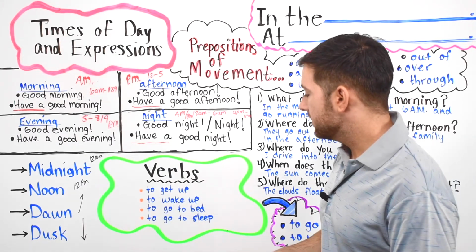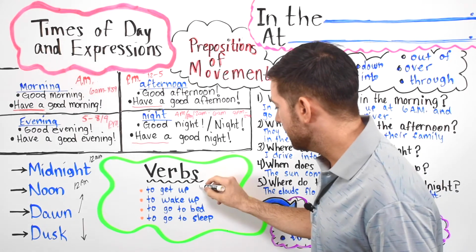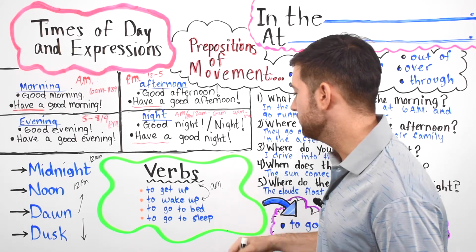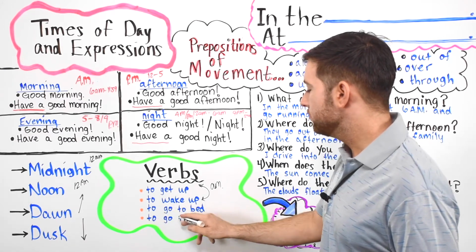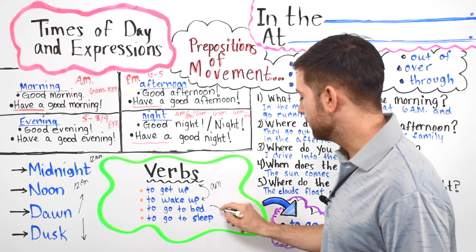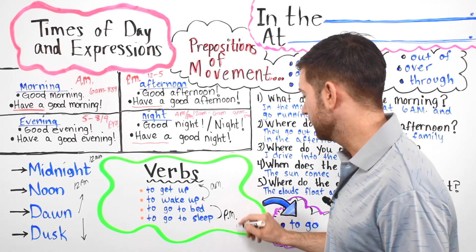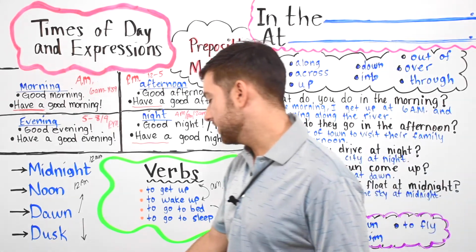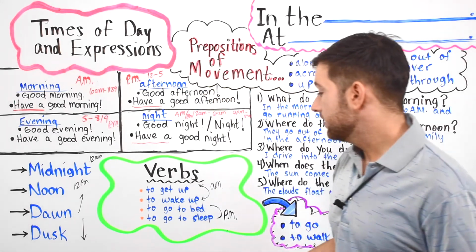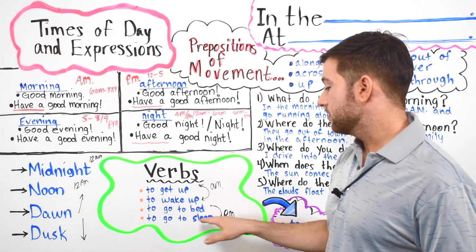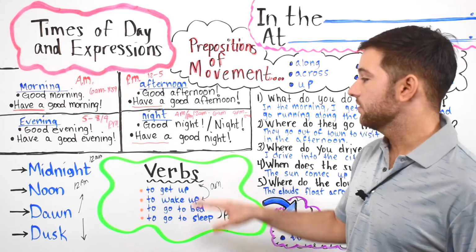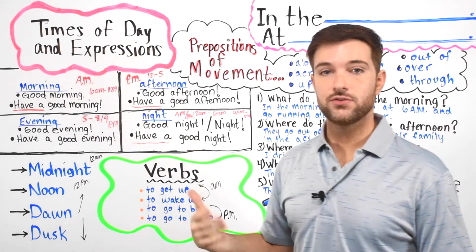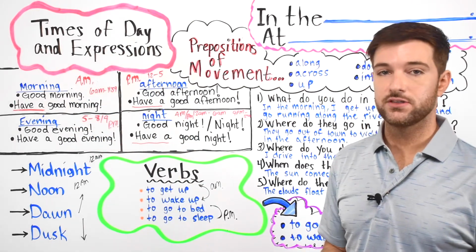Another way you could say this is to wake up, okay? So to get up and to wake up are pretty similar when you do it in the morning, okay? You do that in the morning, and then we have to go to bed or to go to sleep, okay? So you do that at night, in the evening during the PM. So you get up and you wake up in the morning, and then you go to school or you go to work, and then you come home and you go to bed or you go to sleep. Okay, so these are some verbs that you can use to talk about times of the day, what you do during the day, part of your daily routine.